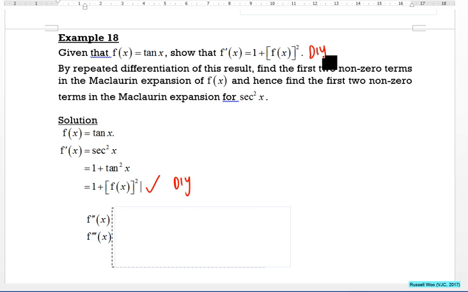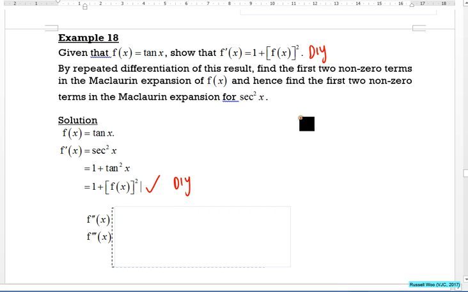This question is quite explicit. They ask you to repeatedly differentiate this result, i.e. this one. Find the first two non-zero terms of the Maclaurin's expansion of f(x). You're going to differentiate this result. How?